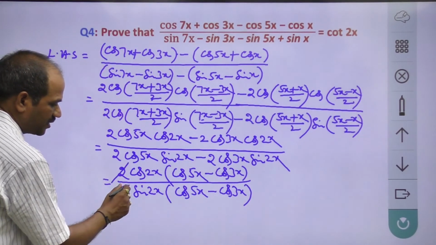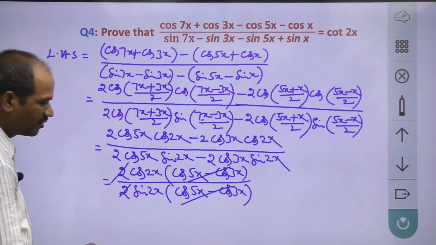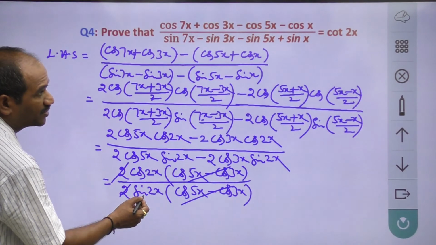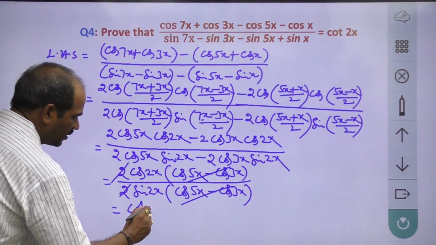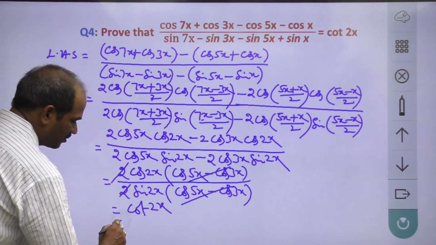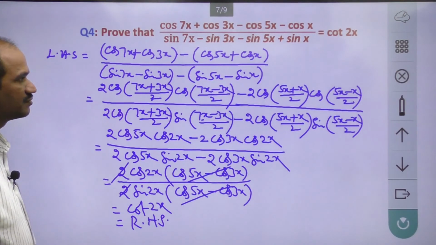So the 2 gets cancelled here, and cos of 5x minus cos of 3x also gets cancelled. Next, cos 2x by sin 2x, that is equal to cot of 2x. That is equal to the RHS value. Okay, same.